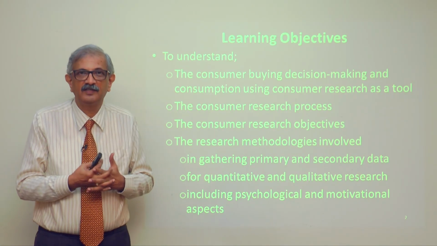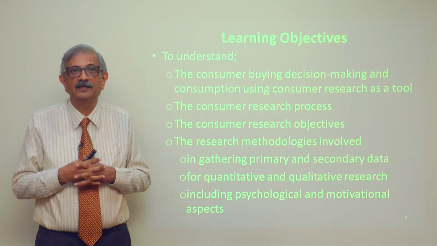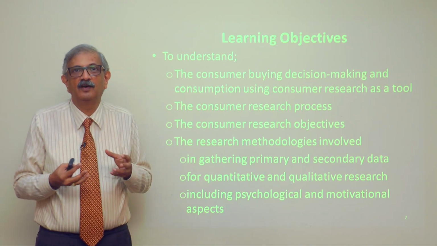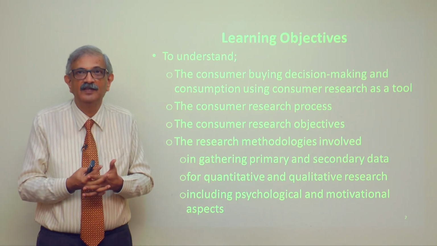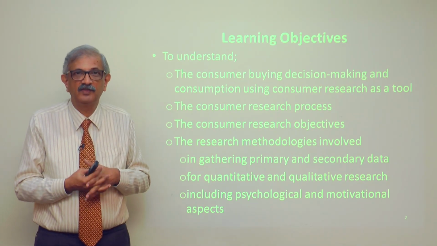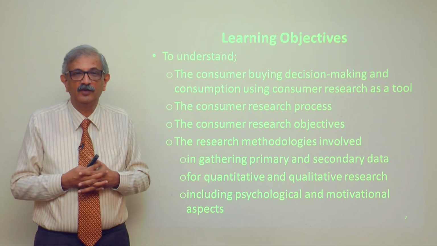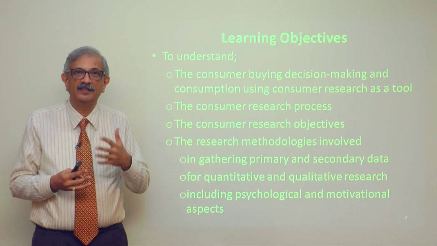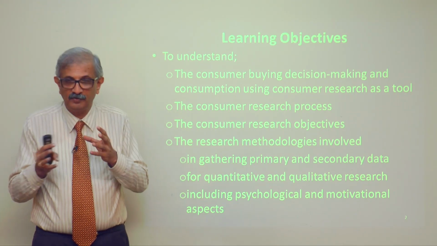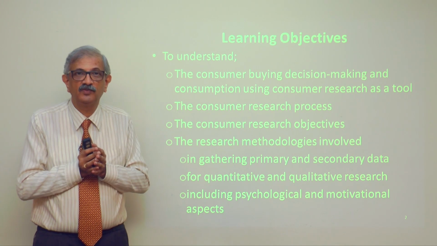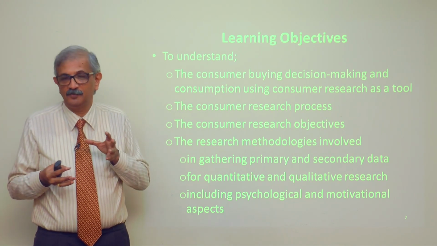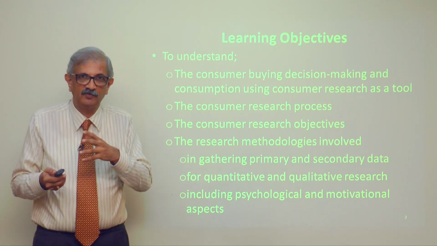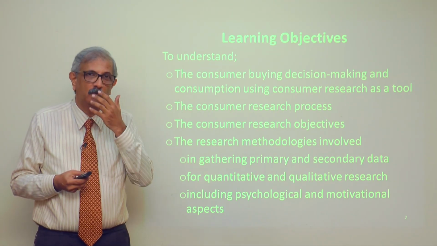So a few objectives set for us are, of course, to understand the decision making, how the consumer makes the decision. So the decision making process and how the research tool helps in that process of marketing, doing the consumer research. The objective is a better understanding of how to frame good objectives for the research, and the various methodologies involved. So methodologies for gathering the information, qualitative and quantitative aspects of marketing research or consumer research, and psychological and motivational aspects. So there is research which is specifically oriented towards capturing psychological or motivational aspects. So we'll get a gist of that also as we move forward.